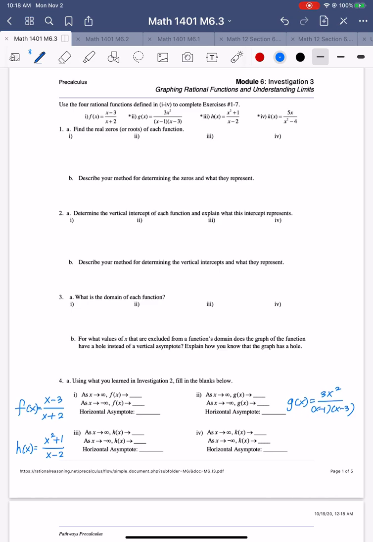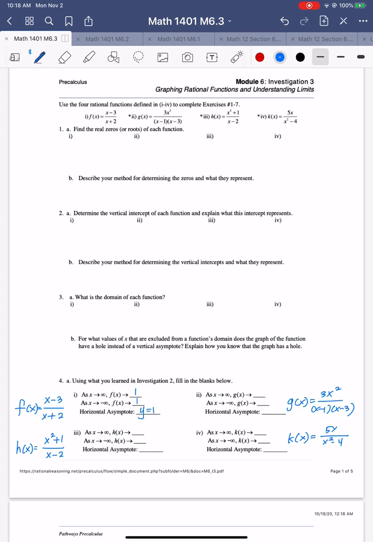For the k function in number 4, I have to use 5x over x squared minus 4. For when x equals infinity or negative infinity, the degree of the numerator and the denominator of the f function is 1 and 1, which is the same. So I have to use the coefficients, which are 1 and 1. Then the horizontal asymptote becomes y equal to 1.